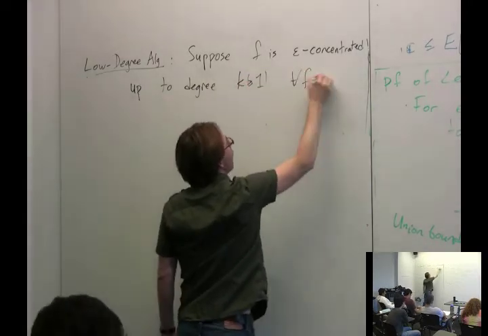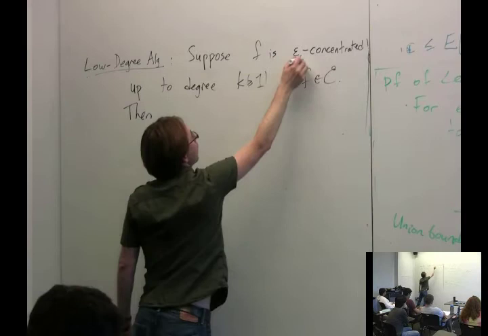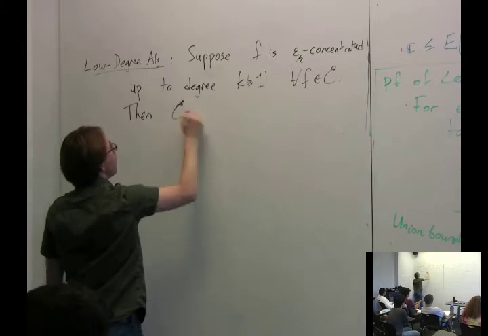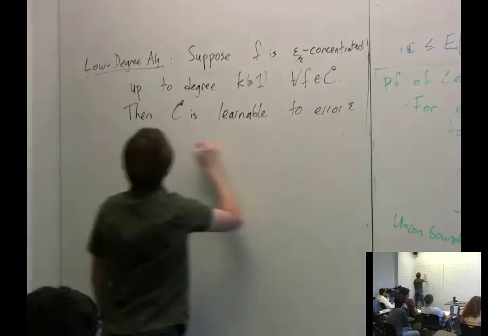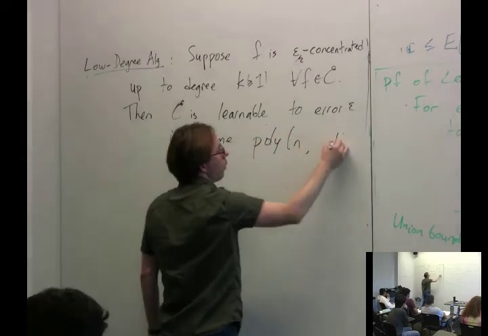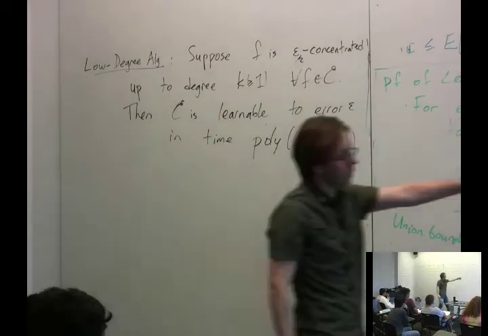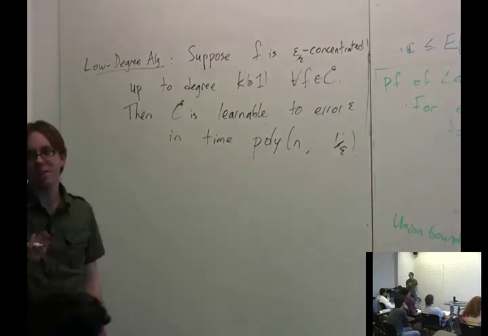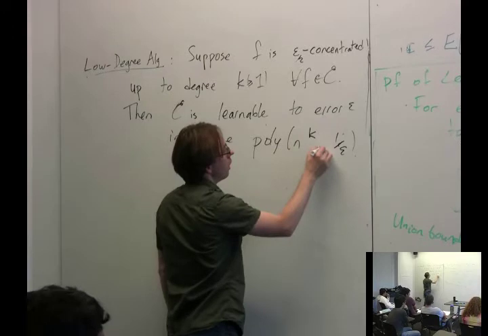For all f in this concept class, then f is epsilon over 2, then C is learnable to error epsilon in time polynomial in n, 1 over epsilon, and what else? Well, you're just going to run this learning theorem where F is the set of all monomials of degree at most k. So there's at most n to the k of them. This is the size of script F.